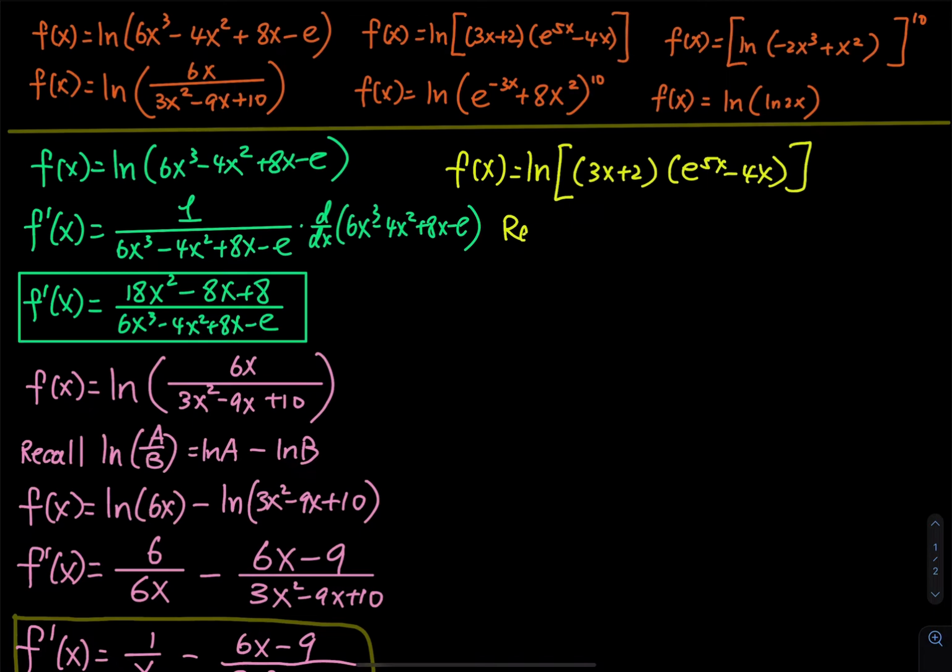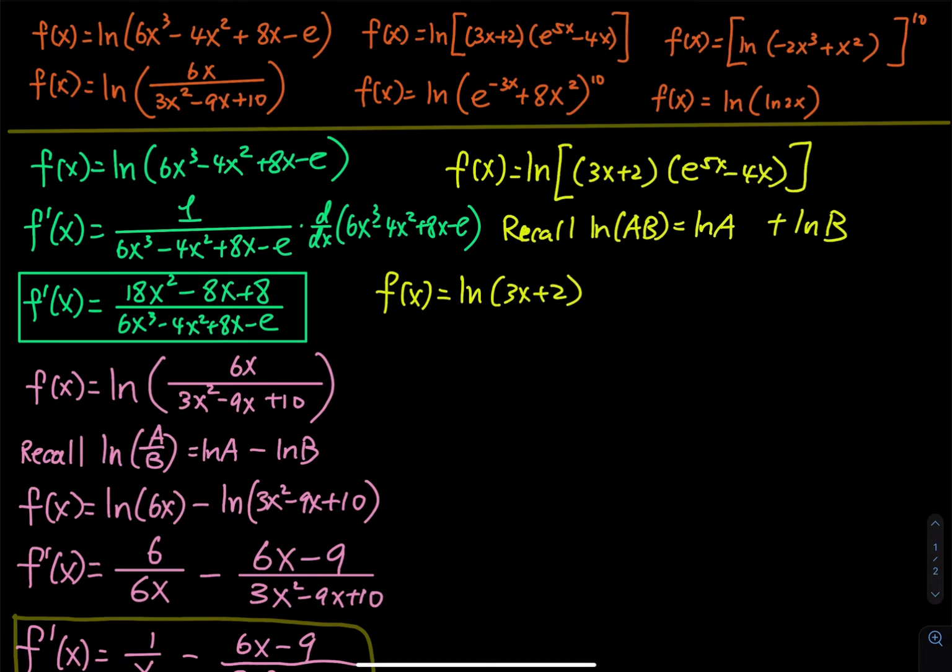So for this one I have to recall that Ln of a times b equals Ln of a plus Ln of b. So I can break this into two pieces. Otherwise, you will have to do 1 over the entire piece in the square bracket, and then you have to do a product rule. So if you break it down, that will save a product rule for you. So the function is f of x equals Ln of (3x plus 2), plus Ln of e to the 5x minus 4x.